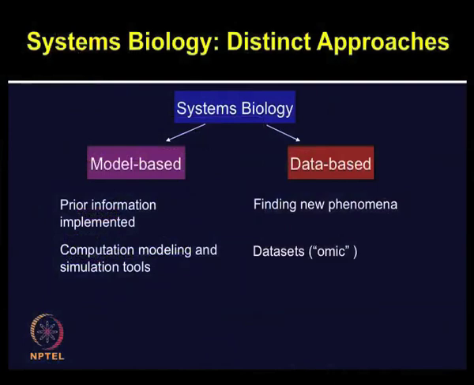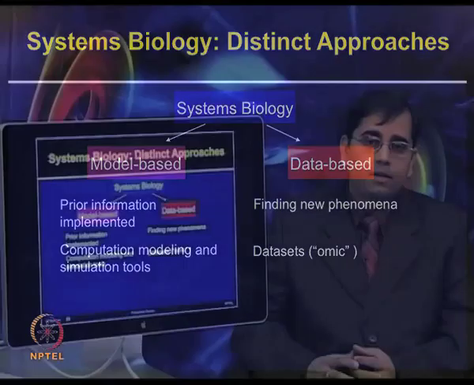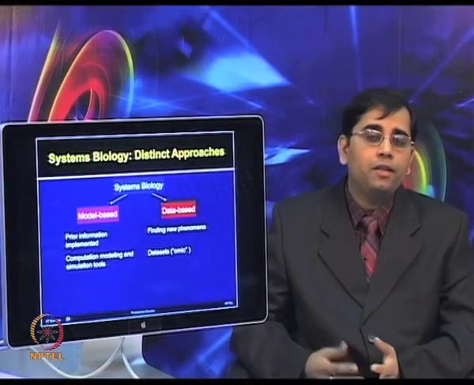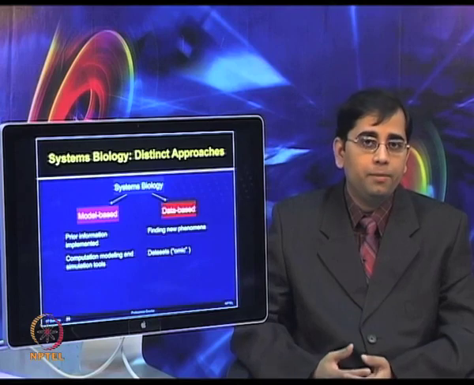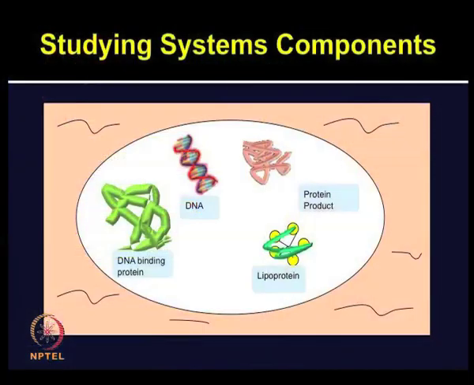So, in the model based systems biology approach, it is difficult to build detailed kinetic models, but in the data based approach, the complex relationship among the various types of omics information and metabolic pathways and networks can be created. Studying systems components is very challenging.